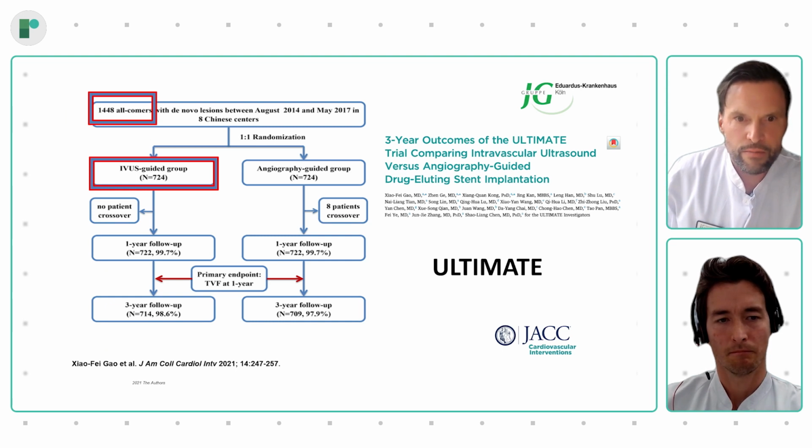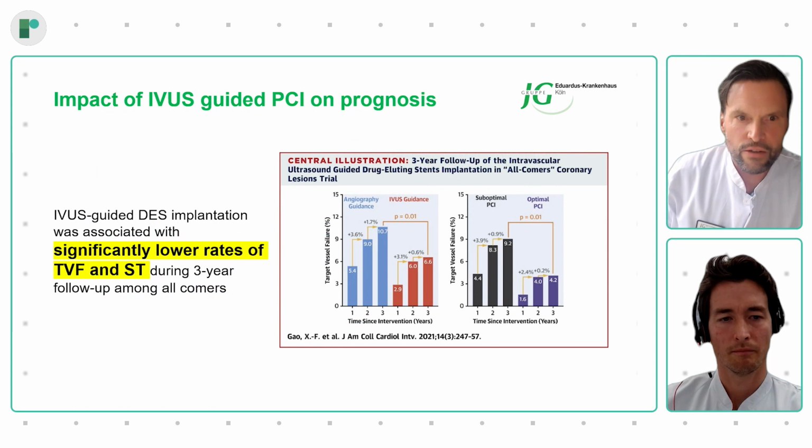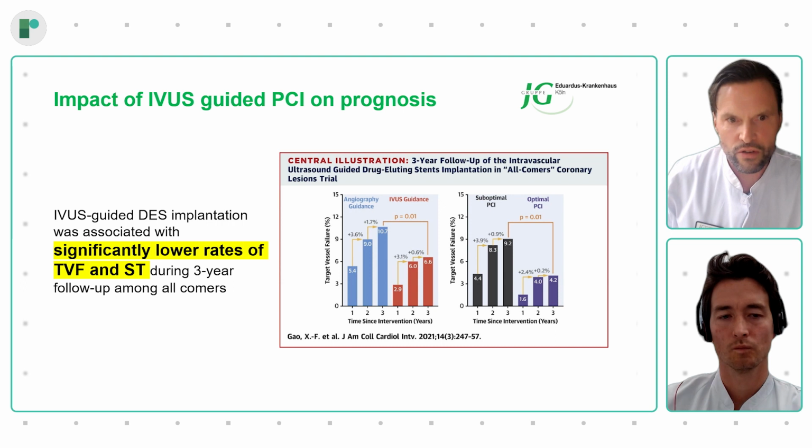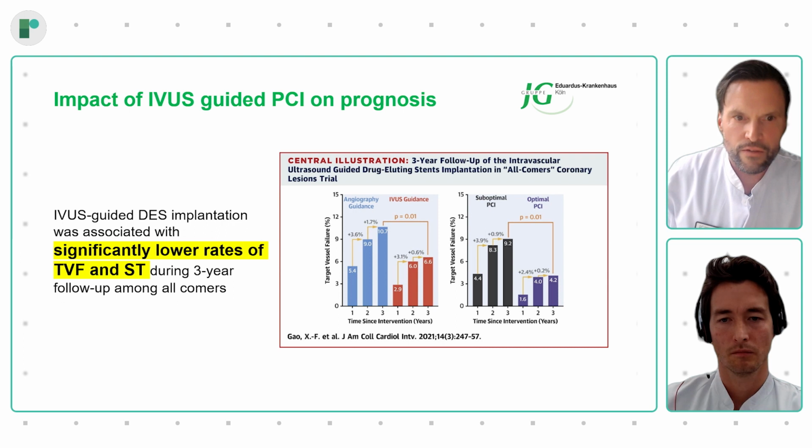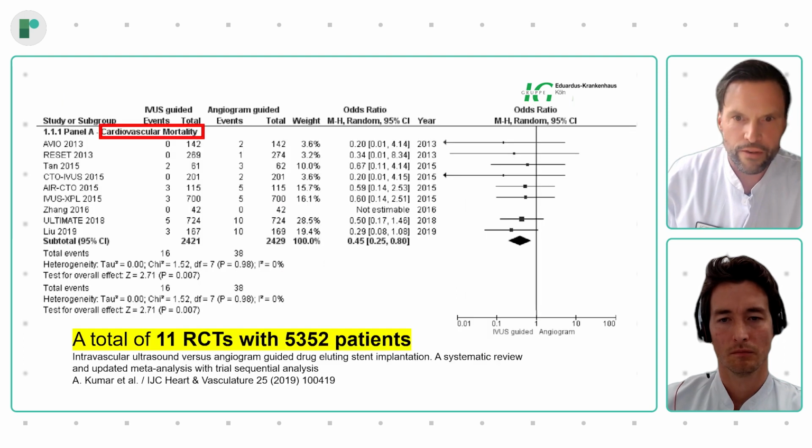And meanwhile, this has been reproduced in other trials, like the ULTIMATE trial, which was a randomized comparison of IVUS-guided interventions versus angiography-guided interventions. And you see that there's a constant message from all those trials that if you use intravascular imaging, you have significantly lower rates of target vessel failures and stent thrombosis over time. And this is not only a short-term effect, but it translates into long-term outcomes if you follow up patients for over 3 years.